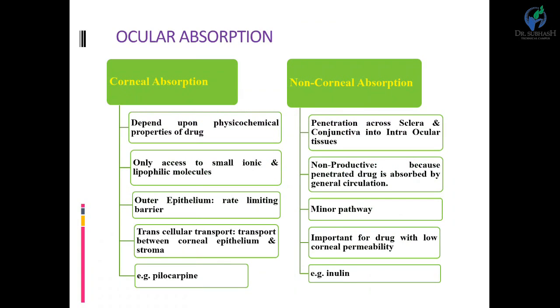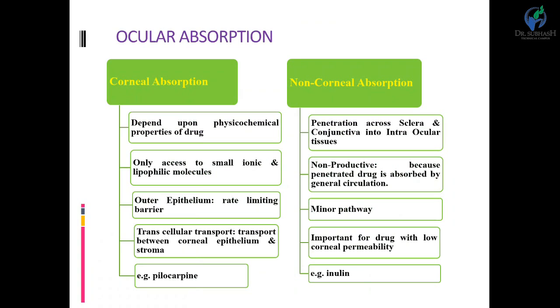For ocular absorption, we have to know corneal absorption and non-corneal absorption, which depend upon the physicochemical properties of the drug. For the corneal route, only small ionic and lipophilic molecules have access for absorption. The outer epithelium is the rate-limiting barrier for corneal absorption. It is also transcellular transport, that is, transport between the corneal epithelium and the stroma. An example of corneal absorption is pilocarpine.